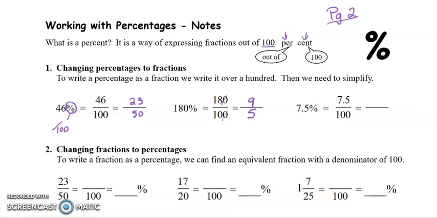The third fraction, or percentage, has a decimal in it. Now you're allowed to have decimals in percentages, no problem, that's fine. But you're not allowed to have fractions with decimals. So we got to figure out a way to fix 7.5 over 100. Now, the fastest way of getting rid of the decimal is to multiply the top and the bottom by 10.